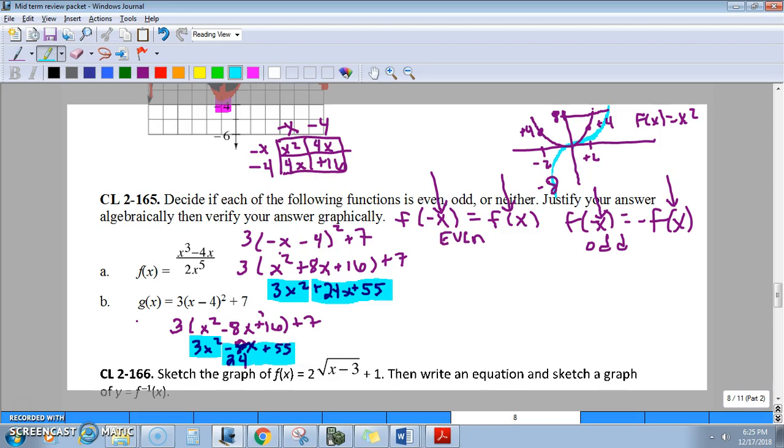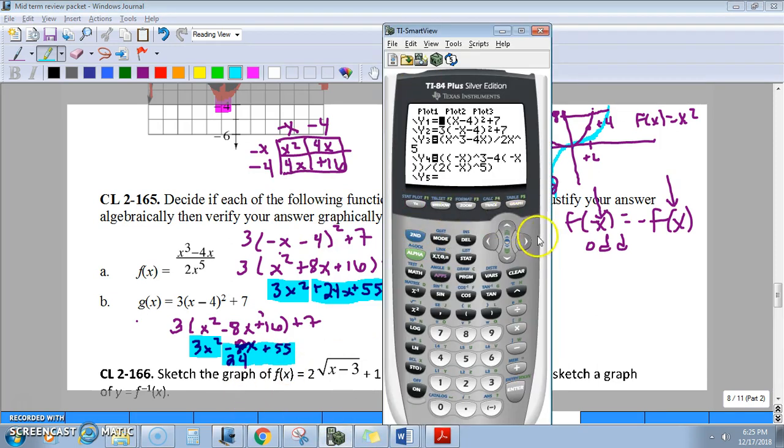And while I was doing this, I had a thought. I actually paused and checked. This is an easier way to check yourself graphically. What I did was, I was checking my answer graphically. I was like, was I correct? Was I not? Before I said anything. And what I did was I put in both. So look at y1. I put in the original 3 times x minus 4 squared plus 7. And then I put in the new 3 times negative x minus 4 squared plus 7. And then I graphed both of them.